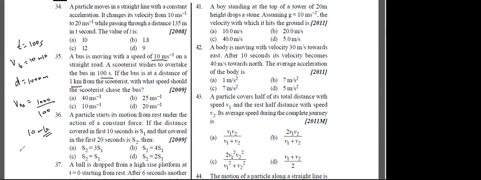And since they're both moving in the same direction, the velocity of the scooter should be greater than the velocity of the bus. When you talk about relative, they're moving in the same direction, so velocity of scooter minus velocity of bus is equal to 10. So velocity of scooter is equal to 10 plus velocity of bus, which is 10 plus 10, which is 20. Clear? Everyone got this? Raise your hand.